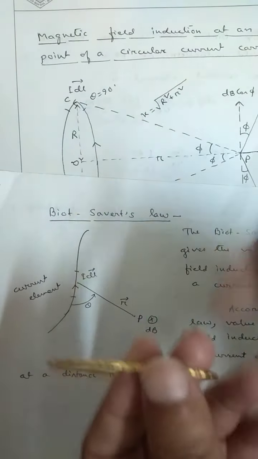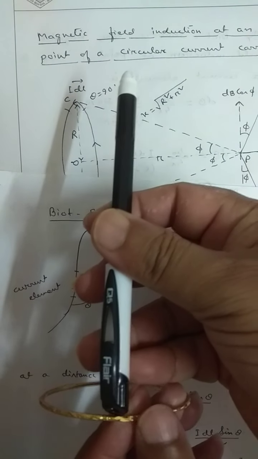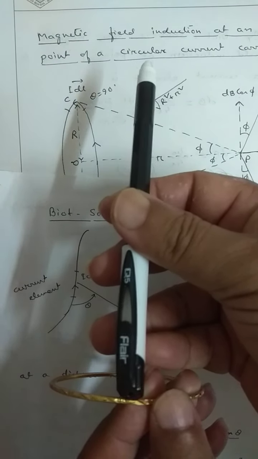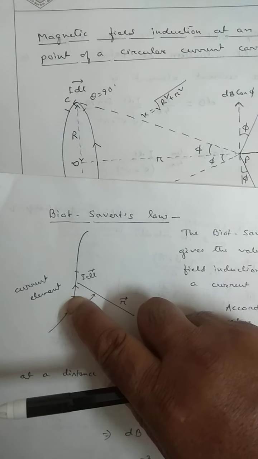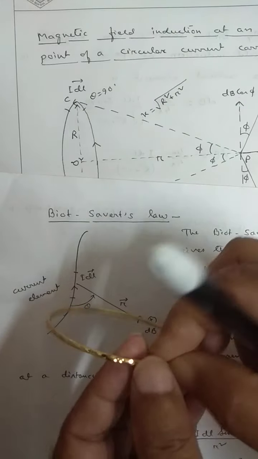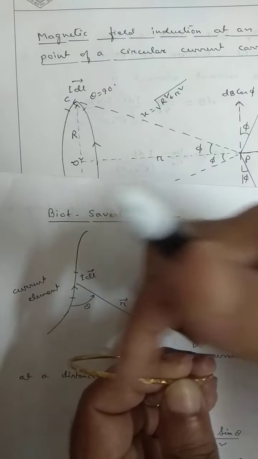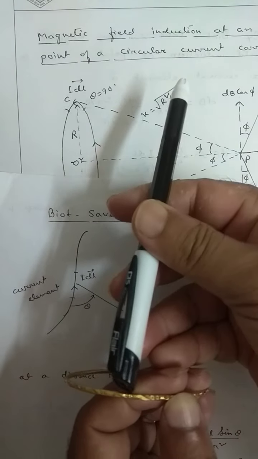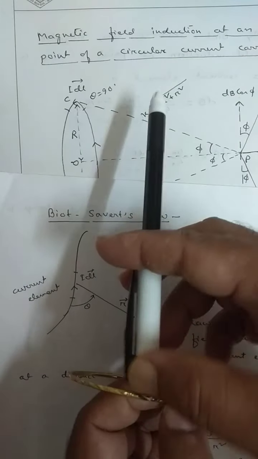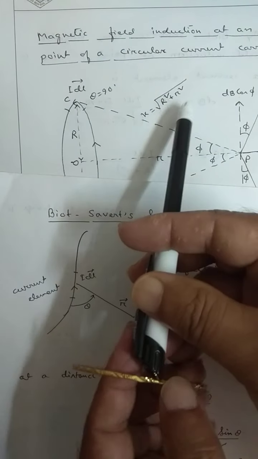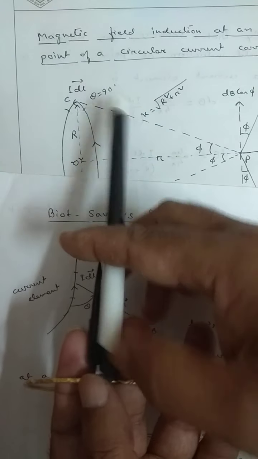Have you seen it? If this is the current element and this is the position vector, then this line represents the position vector. So what is the angle theta? Here theta is the angle made by the position vector with the direction of the current. In my case, current flows in this direction and this is the position vector. Can you see it? Therefore this angle is 90 degrees.